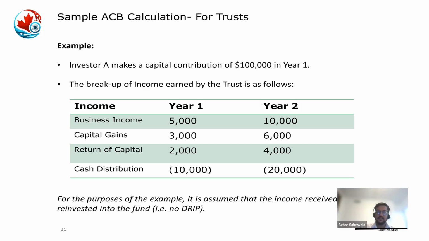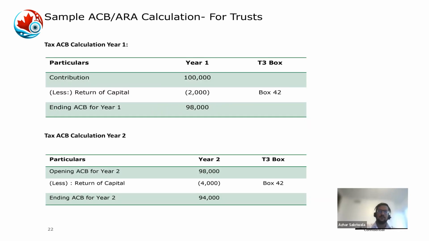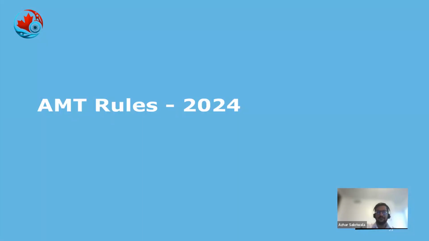Following a similar example, you have business income of 5,000, 10,000, you have capital gains of 3,000, 6,000, return of capital, and you have cash distributions. For the first year, the contribution becomes the value of the investment, and any return of capital or distribution reduces the value of your ACB. And in the second year, you follow a similar method. Any distributions made to the investors reported as a return of capital will reduce the value for the trust.